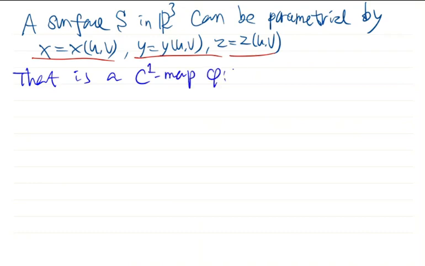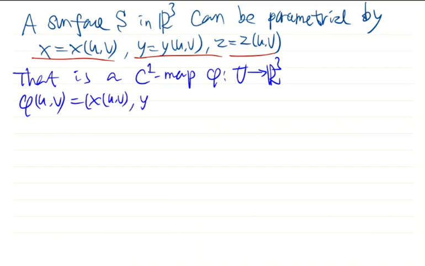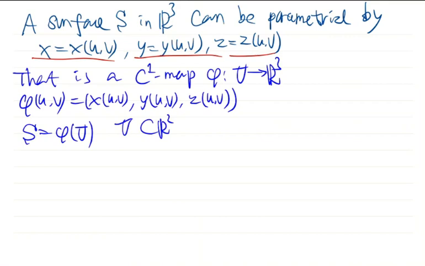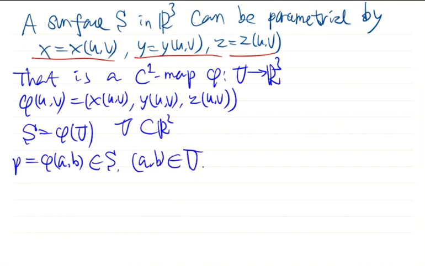Phi from U to R3. Phi(u,v) is (x(u,v), y(u,v), z(u,v)). So that our S is the image of this phi. Here U is an open subset in R2. Now we take P to be phi(a,b), a point in S, where the point (a,b) belongs to U. Maybe we'll draw a picture here.